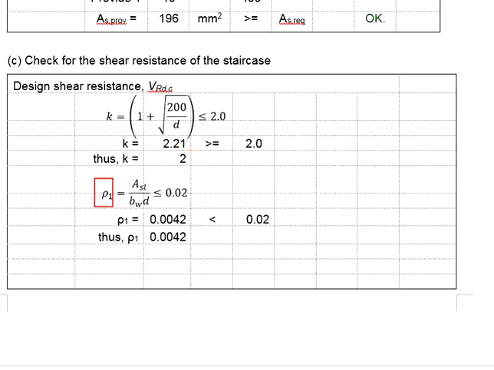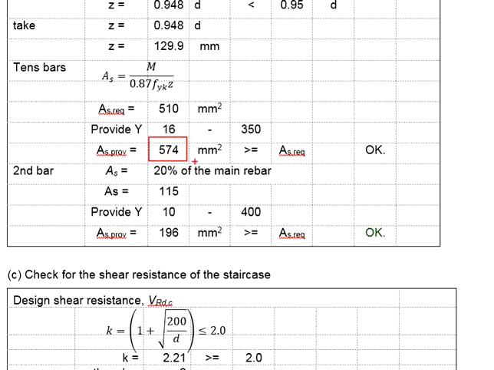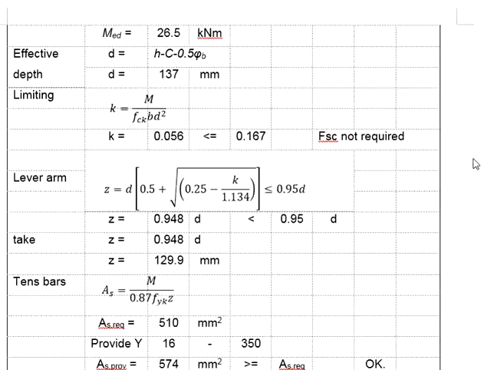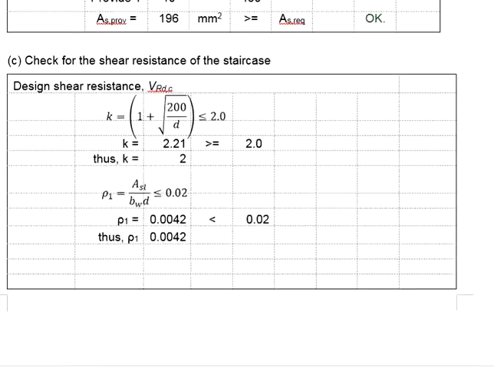Next, we get rho 1, which is the percentage of the reinforcement over the cross-sectional area. You need the area of reinforcement which you have provided for the staircase, 574, divided by the effective area. The b here will be on 1 meter unit width, and the d is calculated as 137 mm. That gives you rho 1 equals 0.0042.